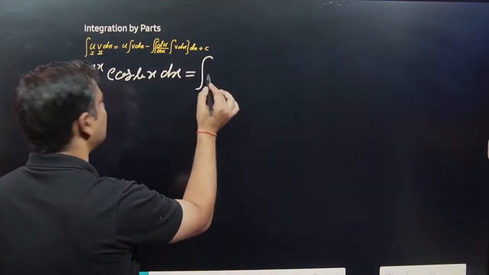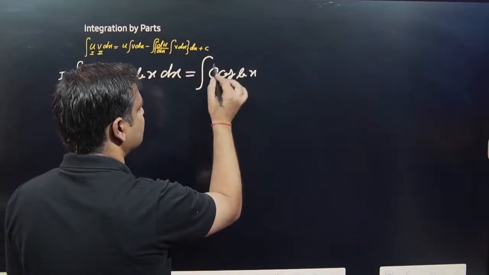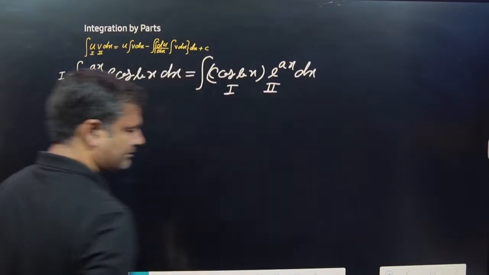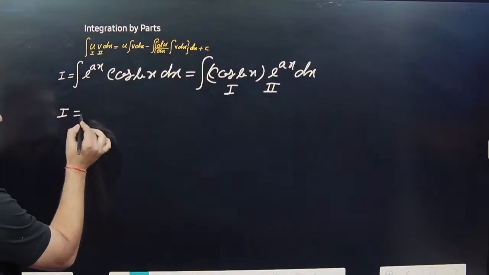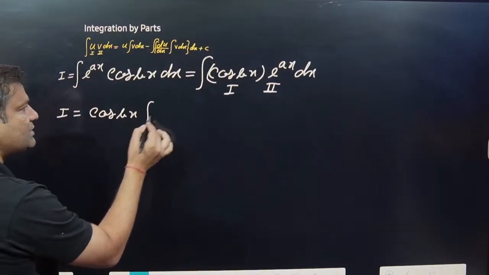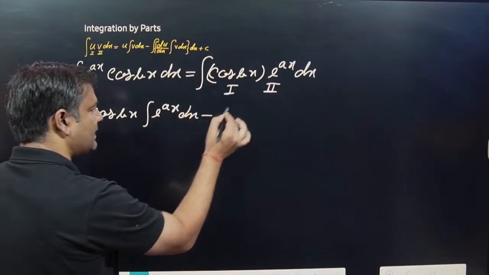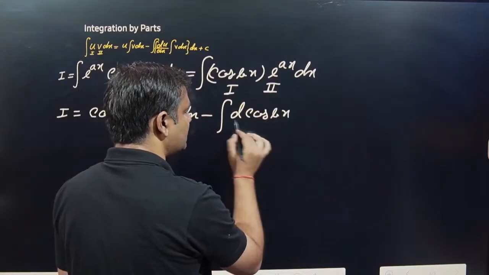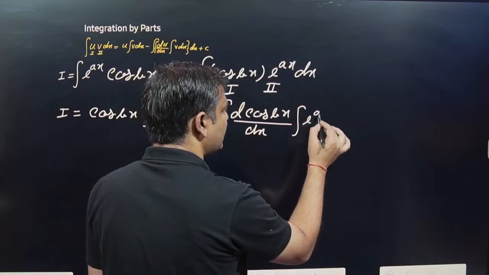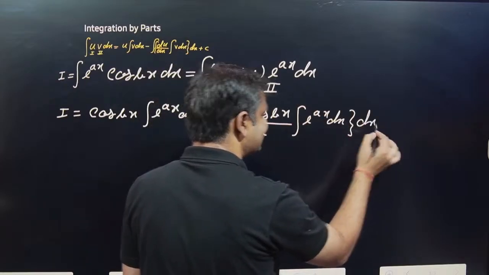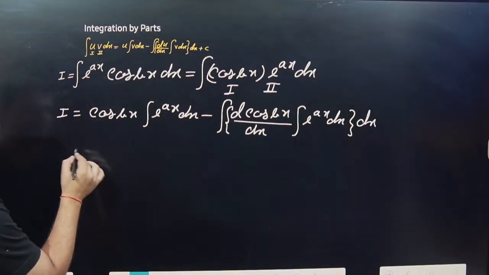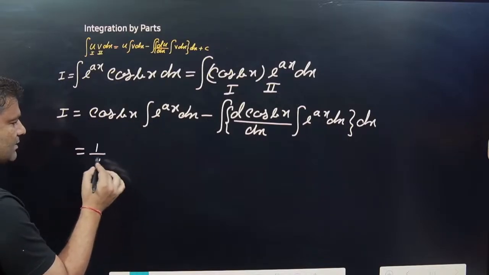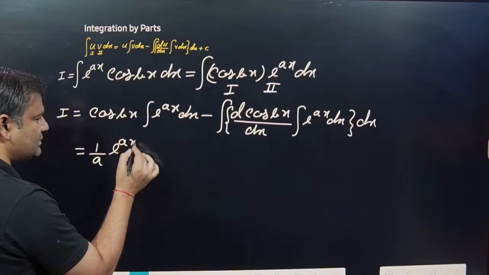Someone says, sir, why? I will take this one as the first function and this one as the second function. No problem. That is first and that is second. So you can say first into integration of e to power ax dx minus the integration of the differentiation of first into the integration of second, to whole dx. Okay, look here. Integration of e to power ax is simply 1 by a into e to power ax into cos bx. Very simple.